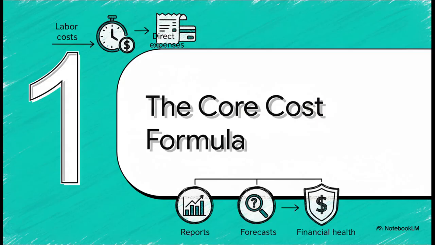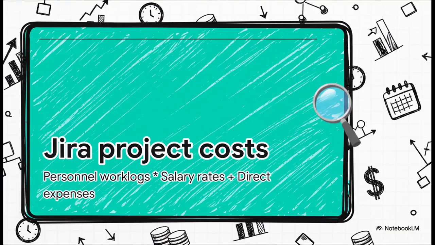So how does it all work? Well, it's actually not complicated. The whole thing is built on one simple, really transparent formula that just takes all the guesswork out of cost tracking. And here it is. This is the core logic behind the entire app. Your total project cost is simply the time your team logs, multiplied by their salary rates, plus any direct expenses you have. That's it. It's a straightforward formula that brings instant clarity to where every dollar is going.